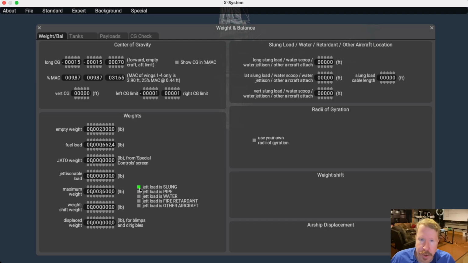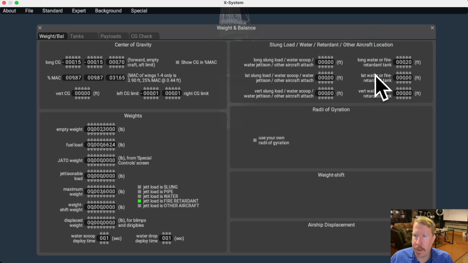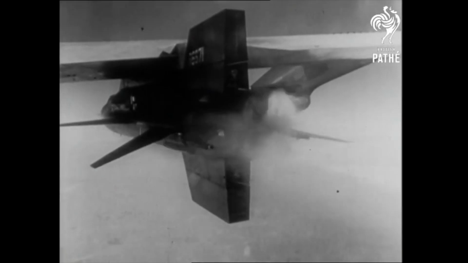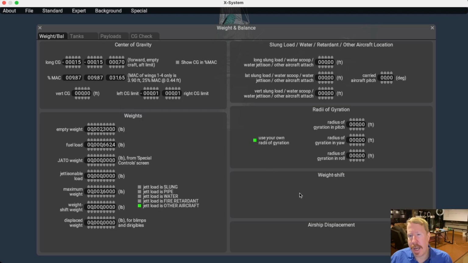Then once you start saying, oh, well, if my maximum weight is a slung load, well, where does the slung load attach? And how long is the cable that attaches it? Enter it here. If it's a pipe rather than a line, as helicopters use to hang a chainsaw down below the helicopter to trim branches near power lines, we'll enter that here. If it's water, enter the location of the tank, which I think is used for the center of gravity. And if it's another airplane, because one airplane carries another, aka a B-52 carrying an X-15, you can enter your attachment data here.